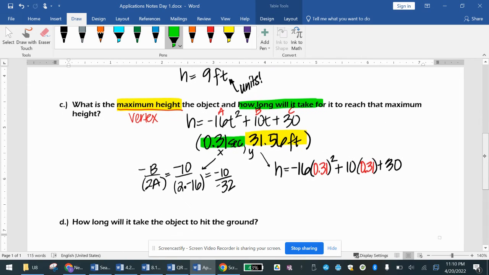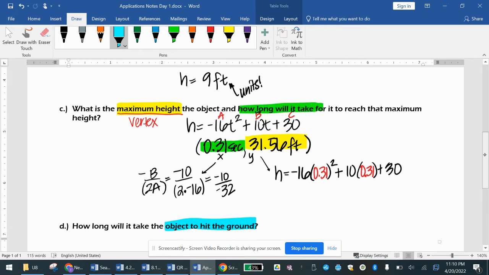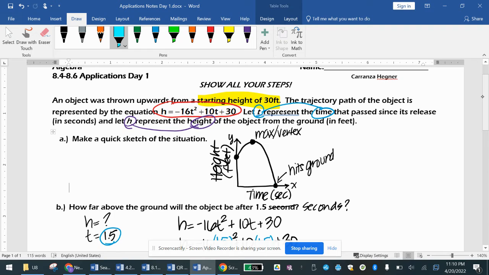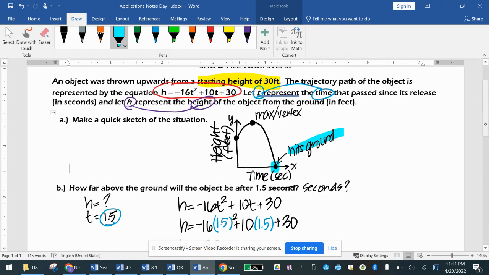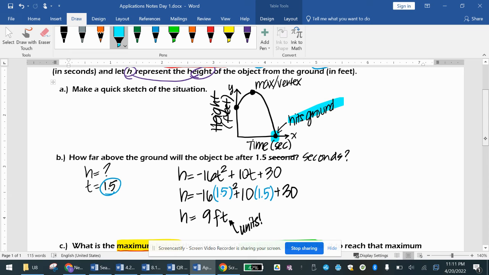So what's new about this lesson? The question about when will the object hit the ground, okay? So look back at your graph. So la diferencia es que ahora nos van a pedir cuando toca el piso, which is this right here, cuando toca el piso, okay? Ese punto es un x-intercept, okay? Los x-intercepts, the x-intercepts are the solutions to the quadratic.